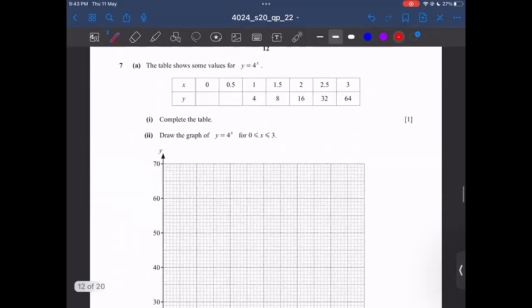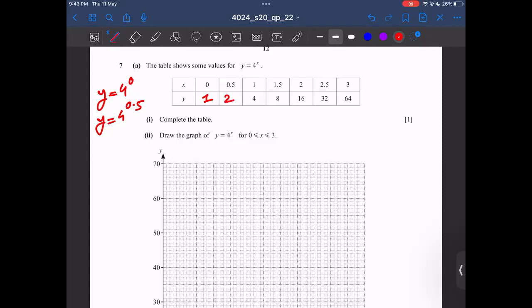Next, we have the seventh question, which is of graph of function. It says the table shows some values for y equal to 4 to the power x. So just put the values into the calculator, 4 to the power 0, and find the value of y. 4 to the power 1, 4 to the power 0.5, you get the second value. So 4 to the power 0 is 1, and 4 to the power 0.5 is 2. Right? So you got the values over here. You just completed the table. You got 1 mark for this.